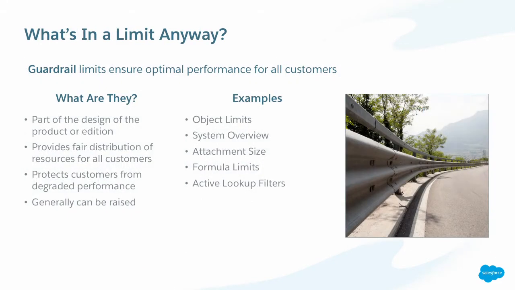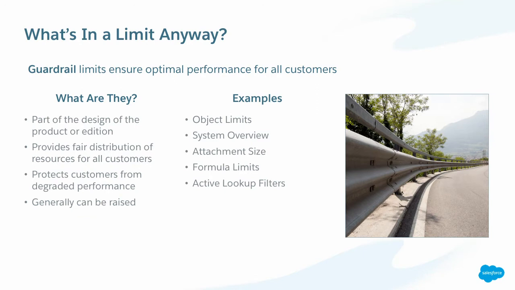So how do we think about limits at Salesforce? We generally bucket these into 3 different categories, and I want to take you through what those are. First of all, we think about guardrail limits. A guardrail is really for us something that is part of the design. So for example, if you think about a package A, a package B, and a package C with differing amounts of resources that you can get access to, that's a guardrail limit that we have in place.